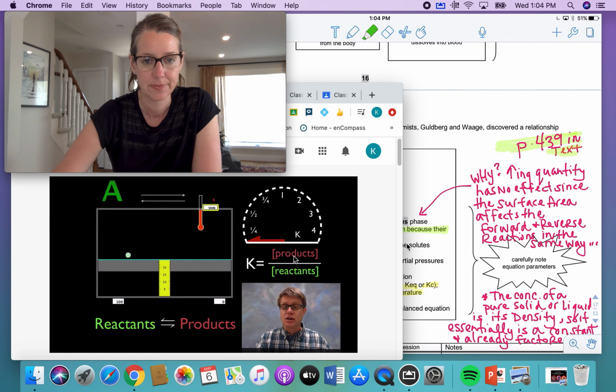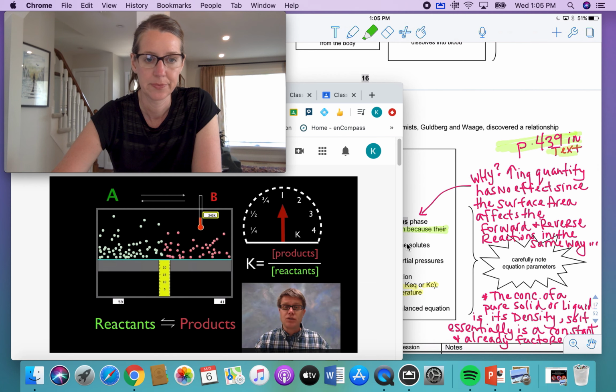So K is going to be the number of products divided by the reactants. In this case, we only have reactants on the left side, so we have a very large number here, 100. And how many products do we have? 0. And so what's our K value going to be? It's simply going to be 0. So let me start this and see what happens to our K value.